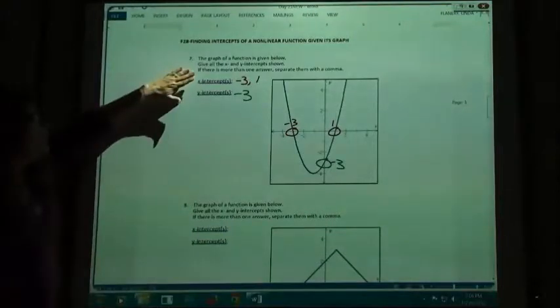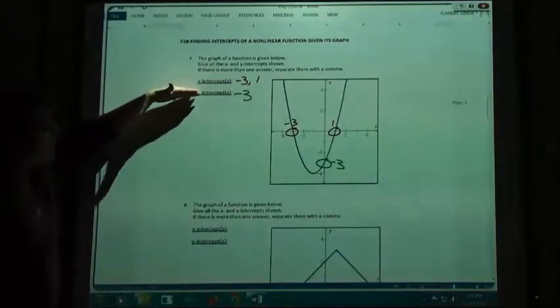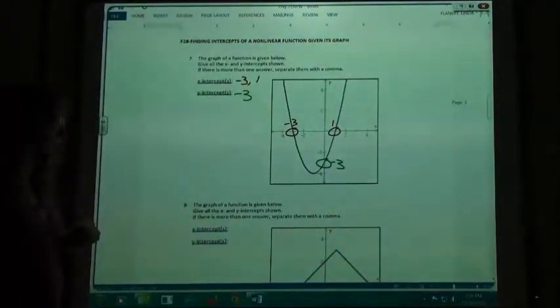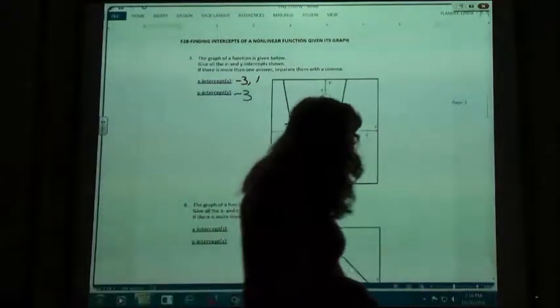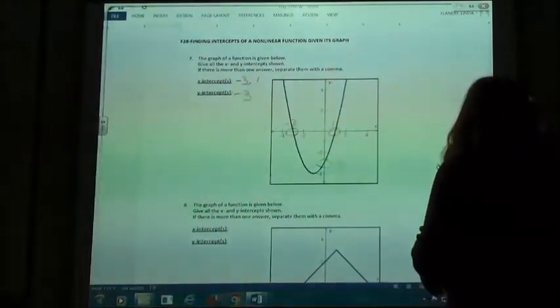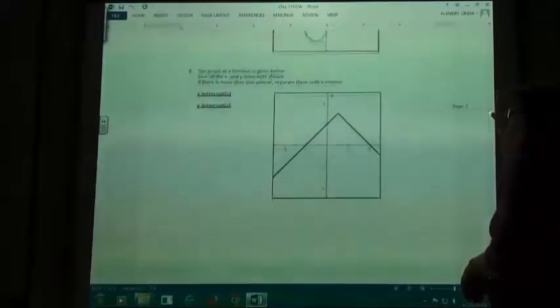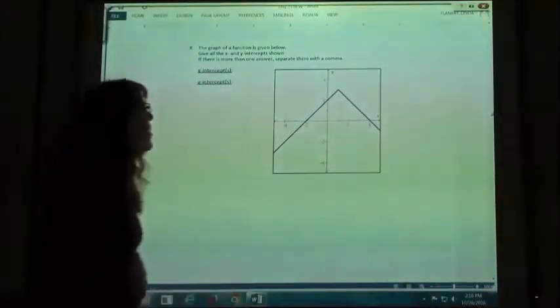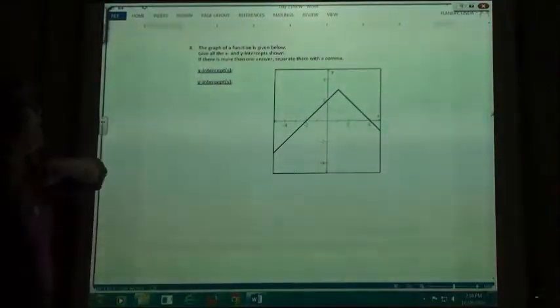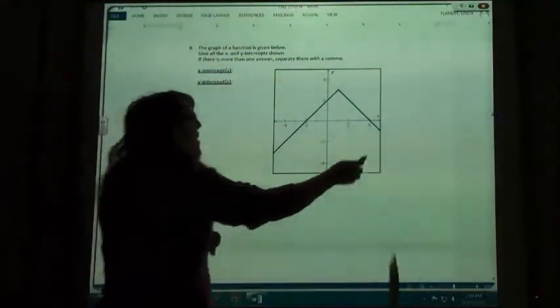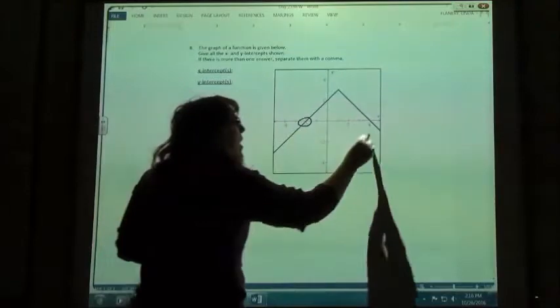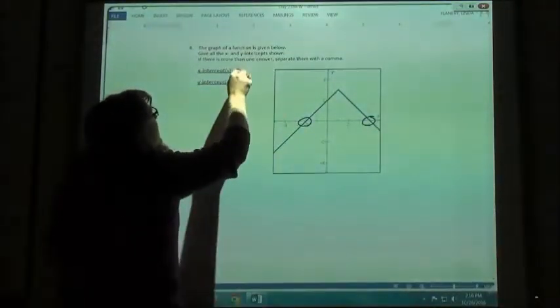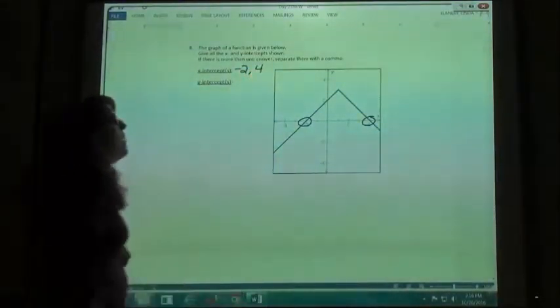So x-intercept, where do we touch the x-axis? Y-intercept, where do we touch the y-axis? So number 9, I am finding my x and my y-intercepts. So first of all, my x-intercepts. I touch my x-axis right here and right here, which would be at -2 and +4.